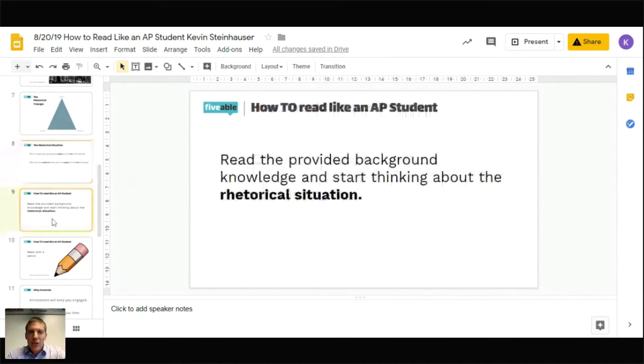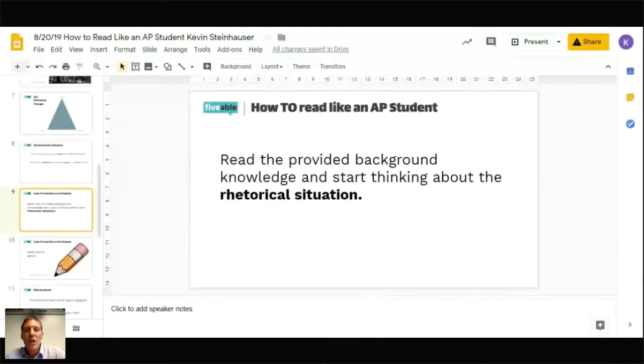So they're always going to provide for you, and by they I mean College Board, on a rhetorical analysis essay or a multiple choice passage, 2 to 3 sentences of background knowledge. You must read that. It's so important. So don't skim over that. Take your time, read that well. Read the provided background knowledge.